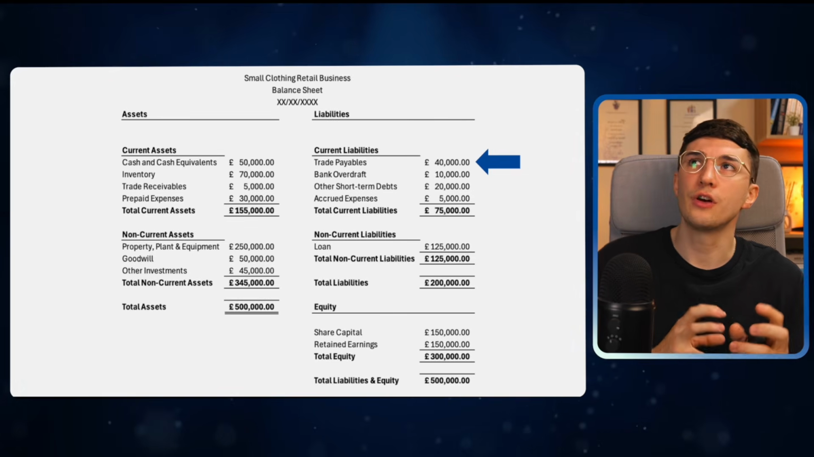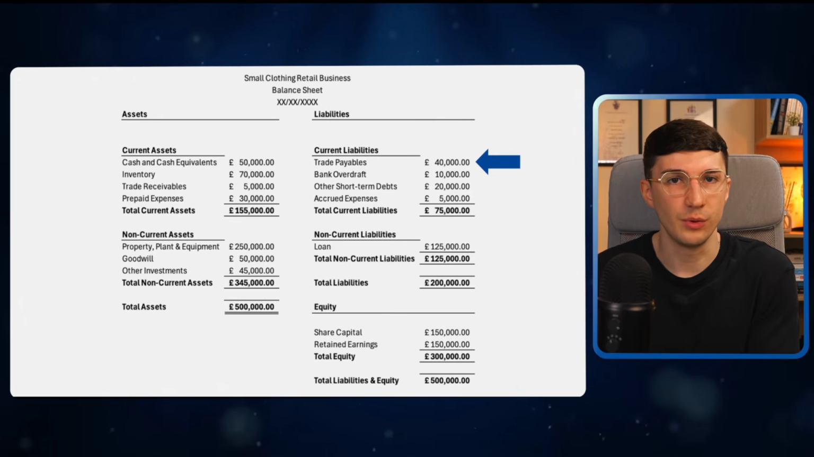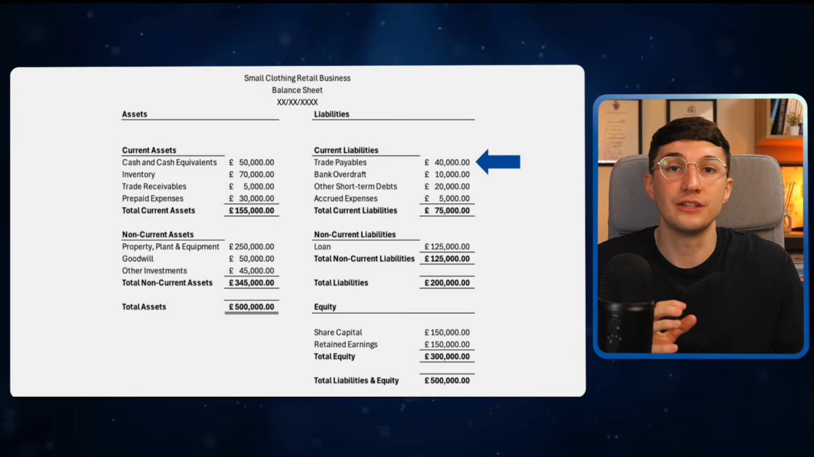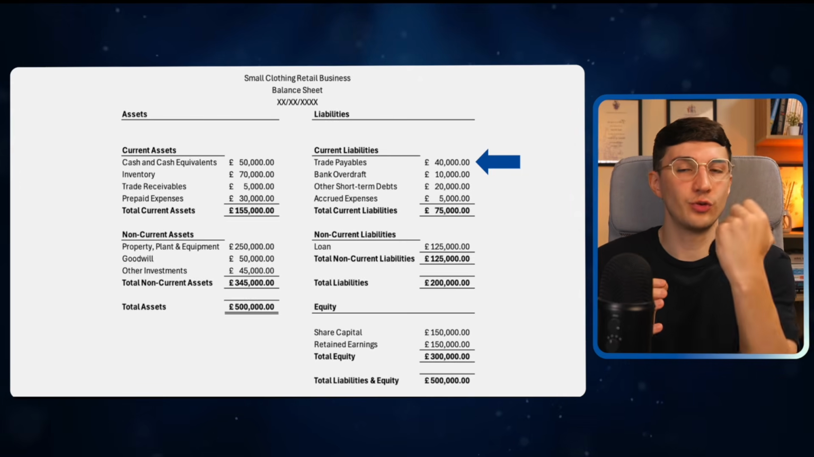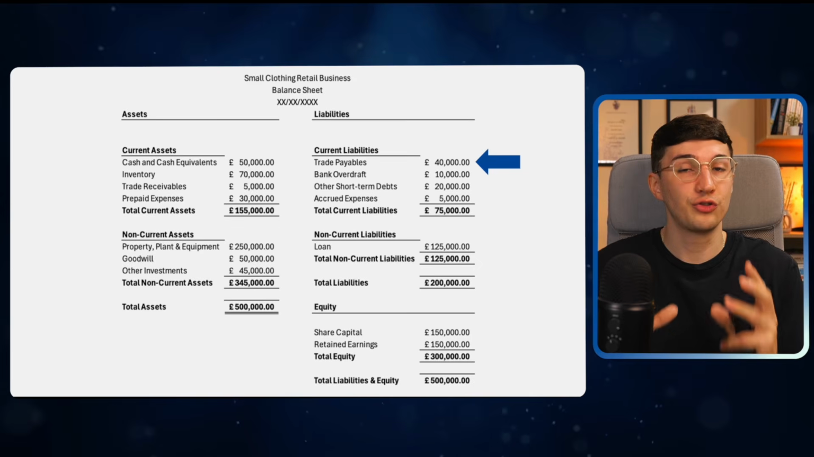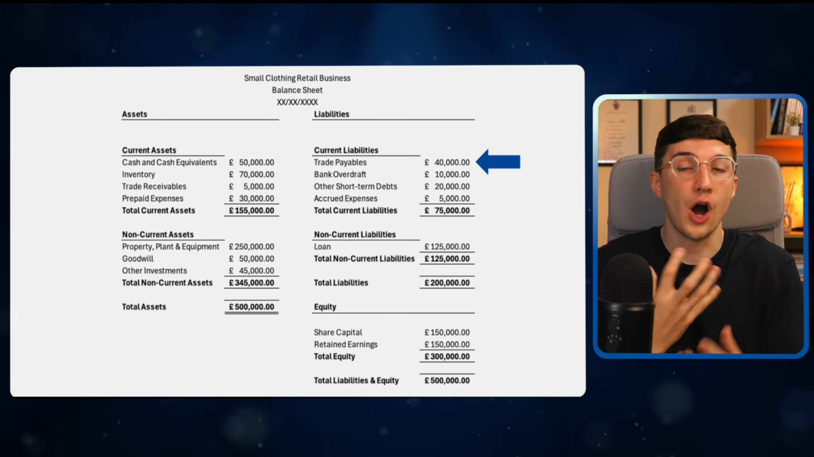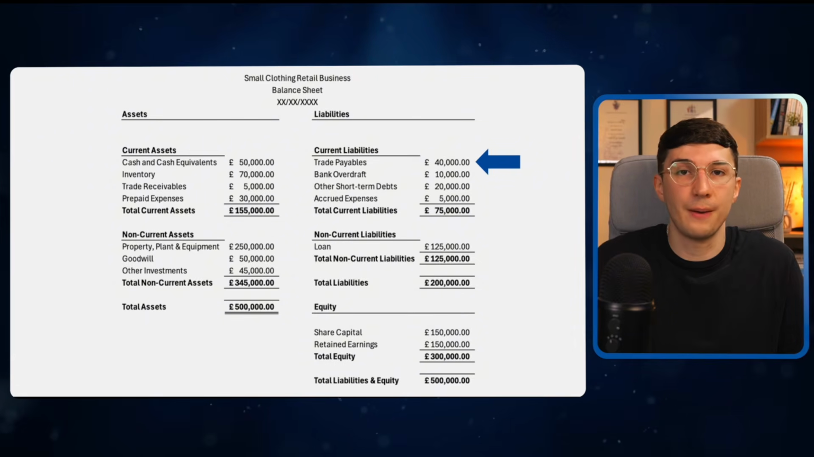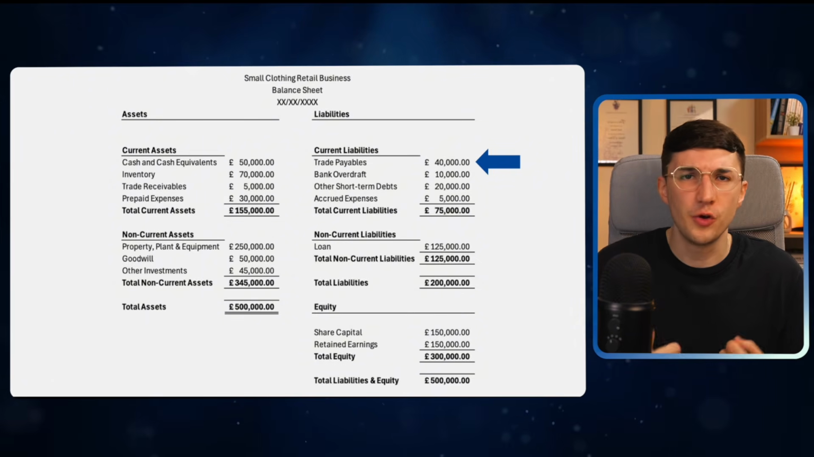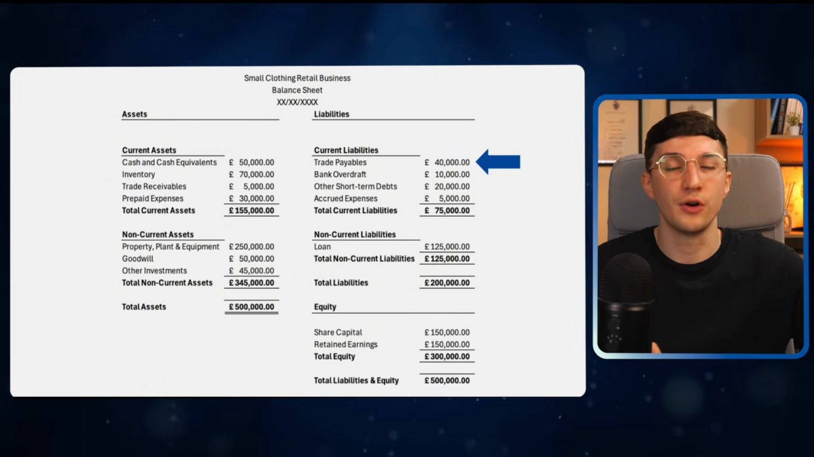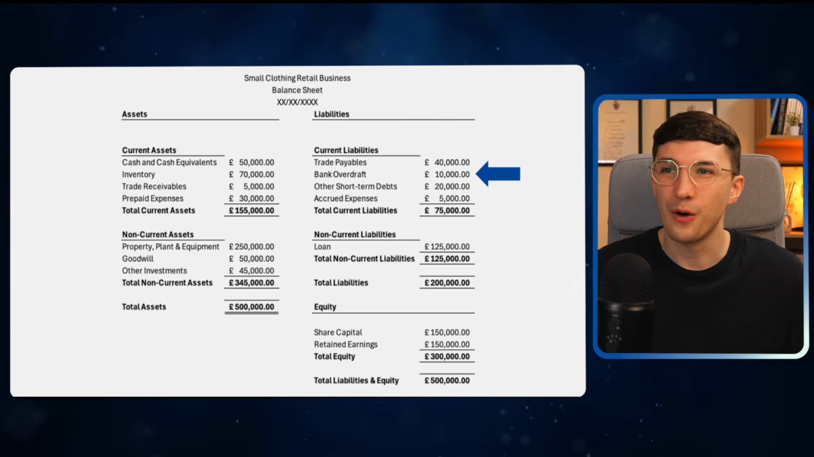Now essentially these are the opposite of trade receivables, because trade receivables is the money that the business is waiting to receive from their debtors, whereas trade payables is the money the business owes to its creditors for items they've bought on credit. So for example, I brought in raw materials, but I've just not paid the full amount to my suppliers yet. And then we've got our bank overdrafts.